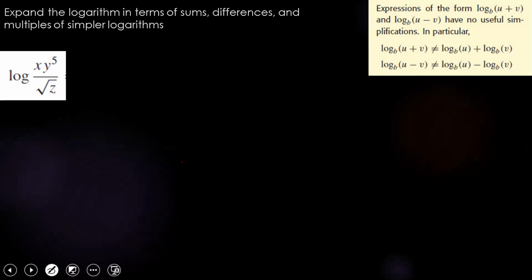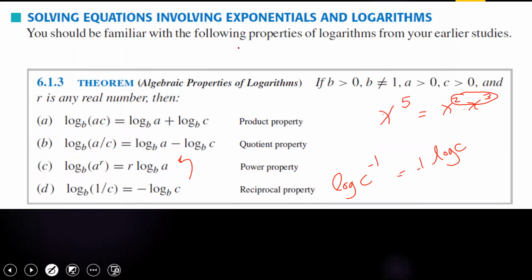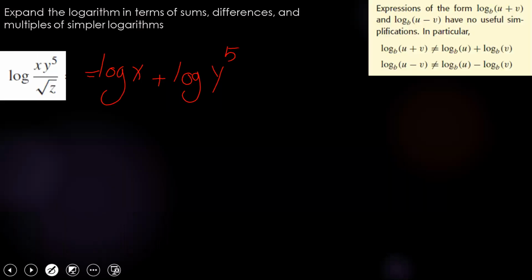Now, if I tell you to expand, what do you have to do? Look at the first one. We have logarithm of x times y to the power 5 on the numerator. And we said for the product property, we write it as logarithm x plus logarithm y to the power 5, using this one here: a times c is a plus c.